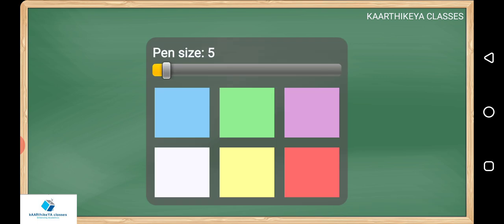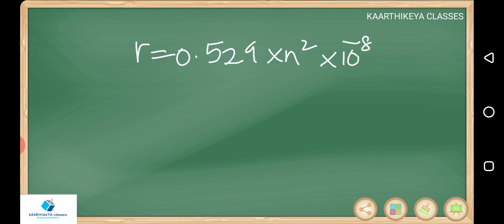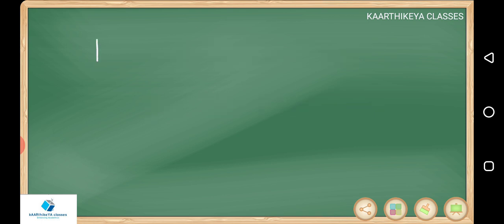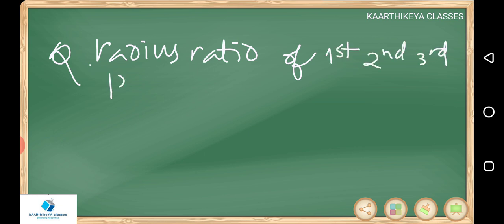So what are the other important points here? r is equal to 0.529 into n square into 10 to the power of minus 8 centimeter. If you want to convert into centimeter, I gave it in angstrom. Or r is equal to 52.9 into n square picometers. Fine. What type of question will they ask you? Radius ratio. These types of questions you can expect in general for the first, second, third Bohr orbits.